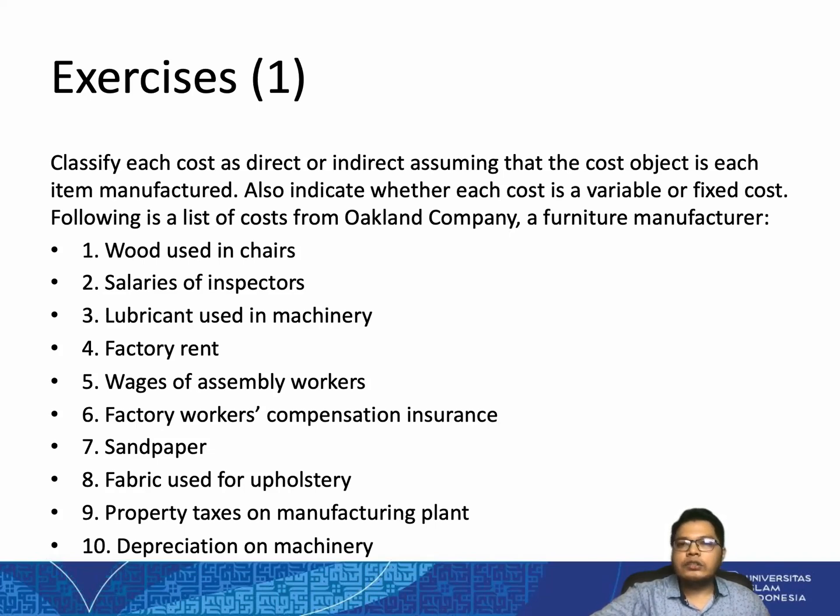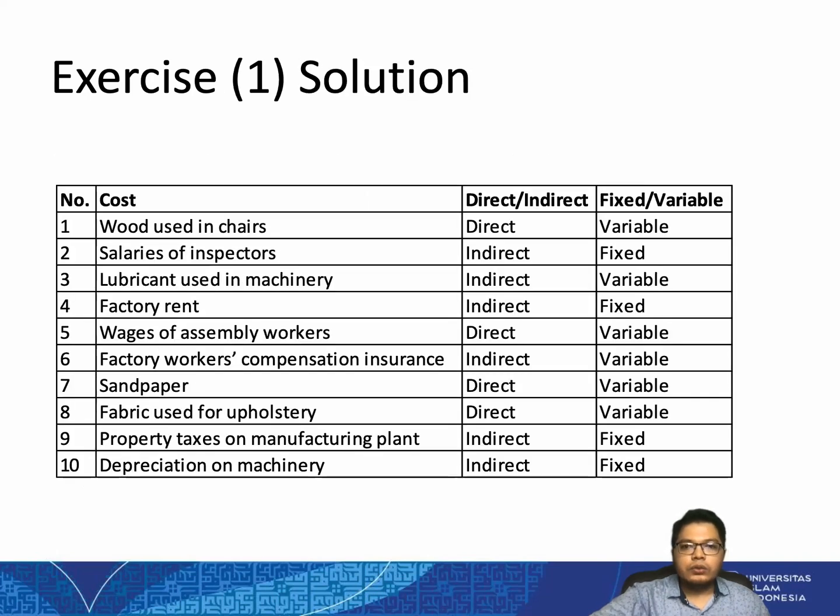So how can we differentiate these costs between whether they are direct or indirect? As you can see here, we can separate them into direct and indirect and even fixed or variable. For direct, wood for chair, okay, direct, because this is direct material. Salaries of inspector, this is indirect, because usually salaries is for back office, so indirect. Lubricant used in machinery, indirect, because this is lubricant. We talked about this previously. Factory rent, this is indirect. This is not included in the material or labor, so this is indirect.